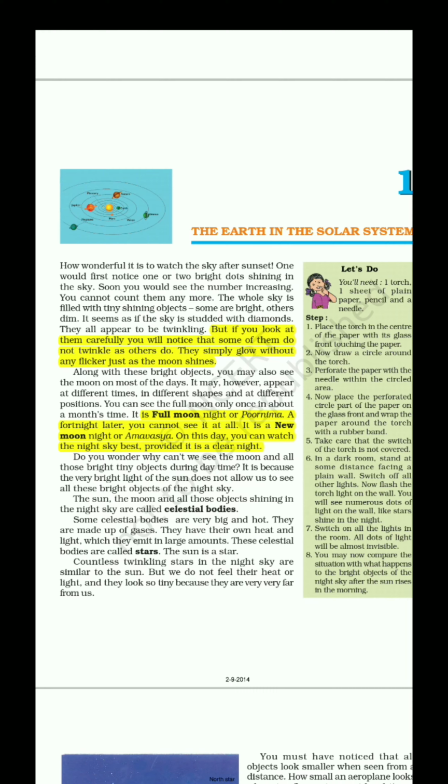The other important point is that the full moon is known as the Purnima, and the new moon is known as Amavasya. I came to know why it is known as Amavasya. What is the etymology of Amavasya? The word Ama means together. Amavasya means coming together, right?